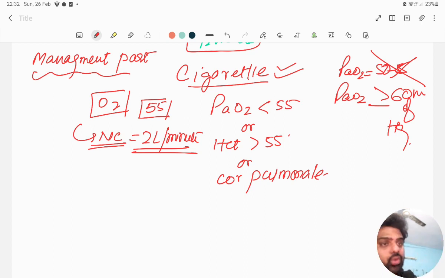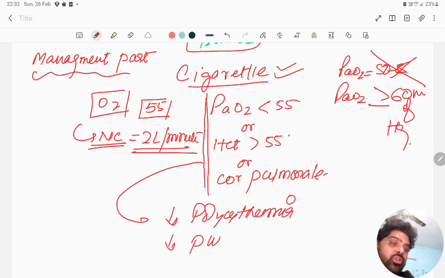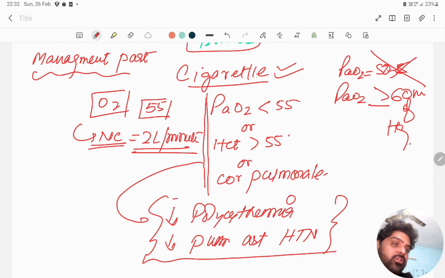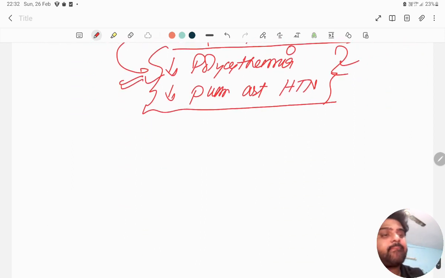It has been shown that if we give oxygen in these cases, there will be decreased incidence of polycythemia, and there will be decreased pulmonary artery hypertension. This is a very important point. Okay, this is regarding the oxygen therapy.